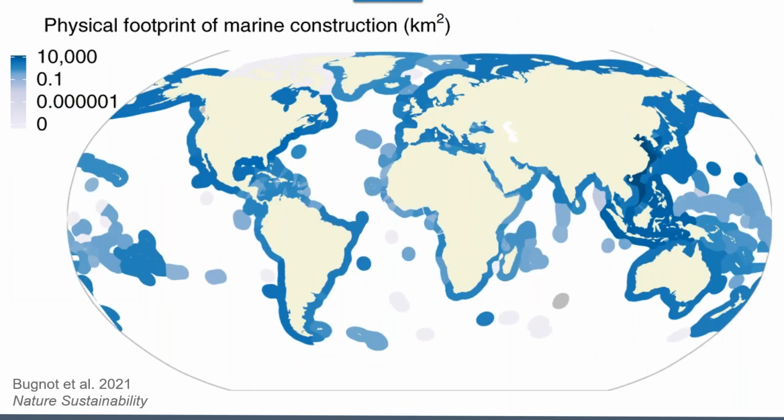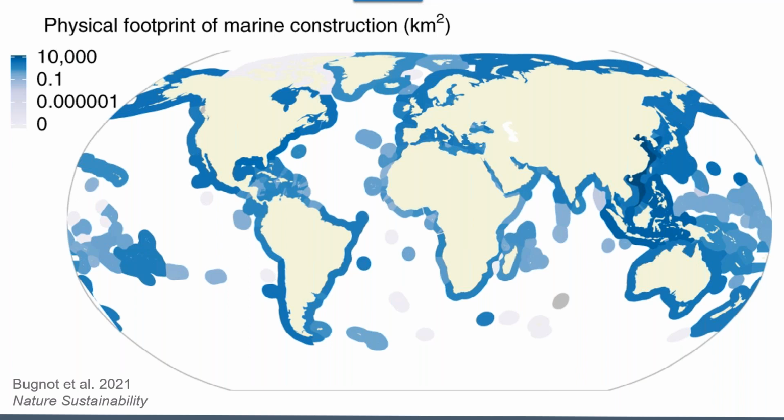So I want to frame today's talk within a global context. This map is from a synthesis published in 2021 by colleagues, and it shows the physical footprint, or area of the seafloor covered by built structures. There are hotspots shown by the darkest blue colors. You can see some on the coast of Asia. And what I want to draw your attention to is that along the US coast, we are seeing areas of pronounced physical footprint of constructed items.